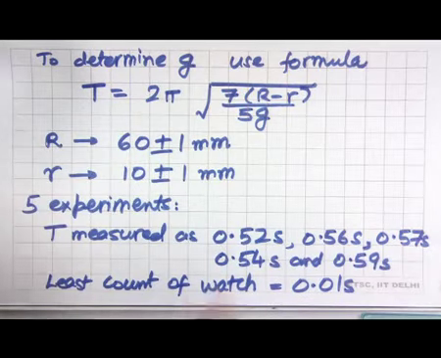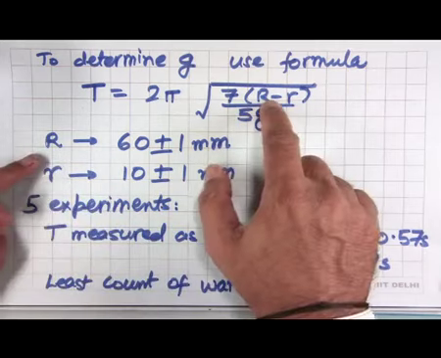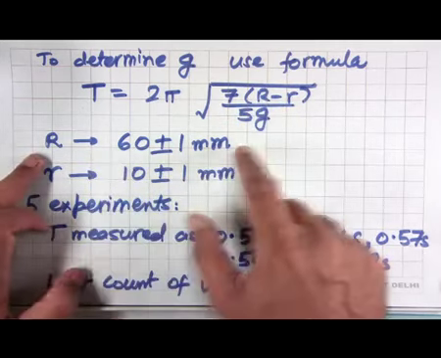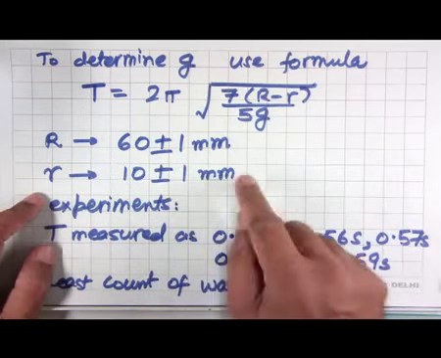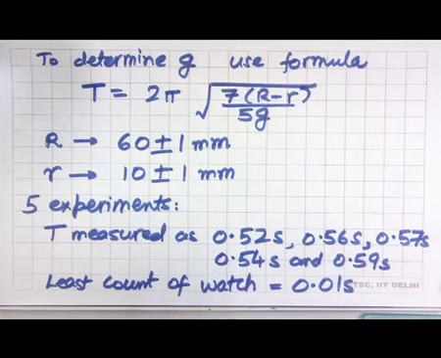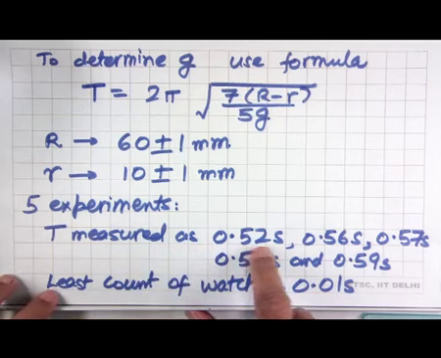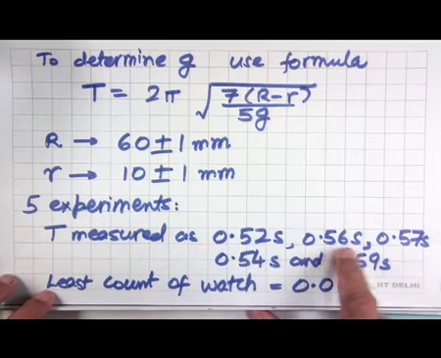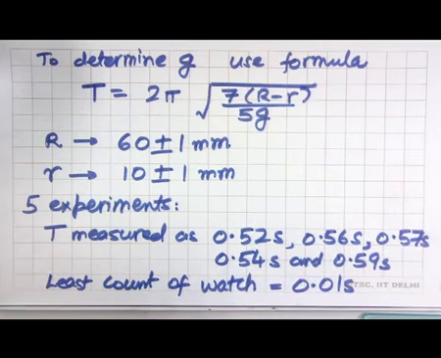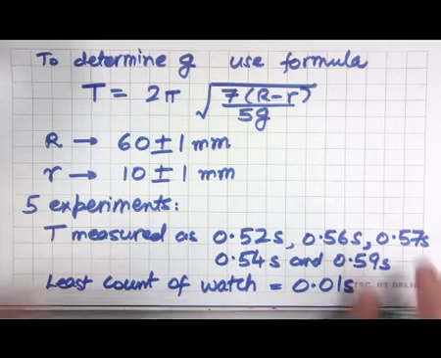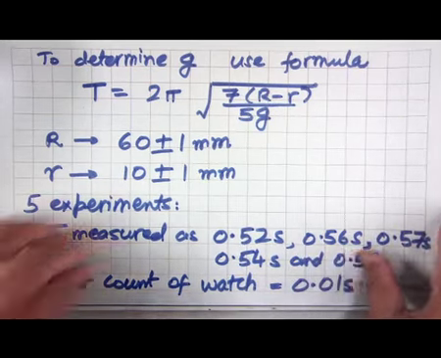So, what is also given is that the value of R is measured as 60 plus minus 1 millimeter. The value of small r is 10 plus minus 1 millimeter, and to find the time period, the experiment is repeated 5 times with a watch, and the time period is measured. The time periods measured in the 5 experiments are 0.52 seconds, 0.56 seconds, 0.57 seconds, 0.54 seconds and 0.59 seconds, and the least count of the watch is given as 0.01 seconds.